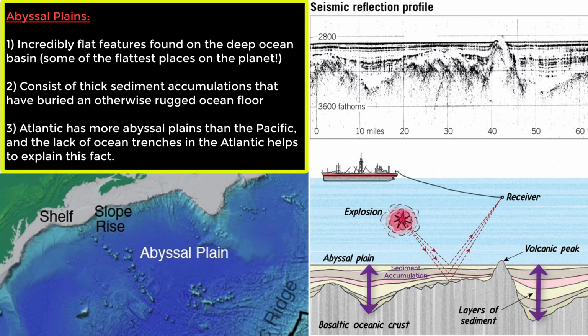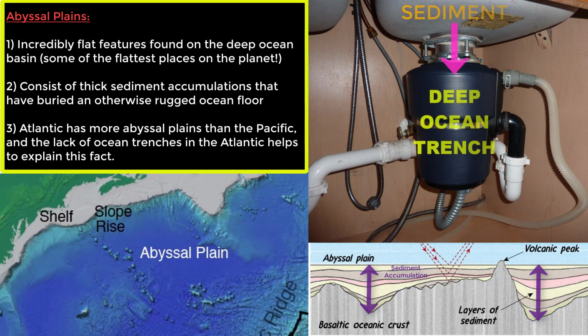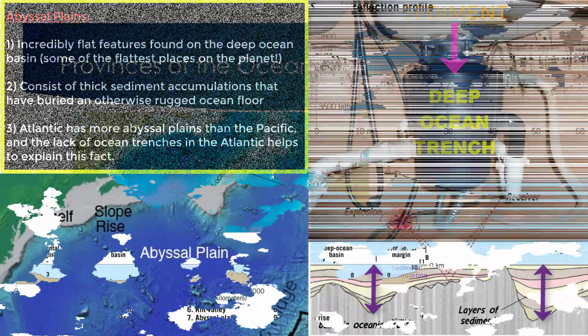It's also important to note that you'll find more abyssal plains in the Atlantic Ocean than you will in the Pacific Ocean, and there's a reason for that. The Pacific Ocean contains a lot of deep ocean trenches, whereas the Atlantic Ocean doesn't. You can think of deep ocean trenches as kind of like garbage disposals for sediment. So in the Pacific Ocean, where there are a lot of deep ocean trenches, there are a lot of locations to throw away sediment, loosely speaking.